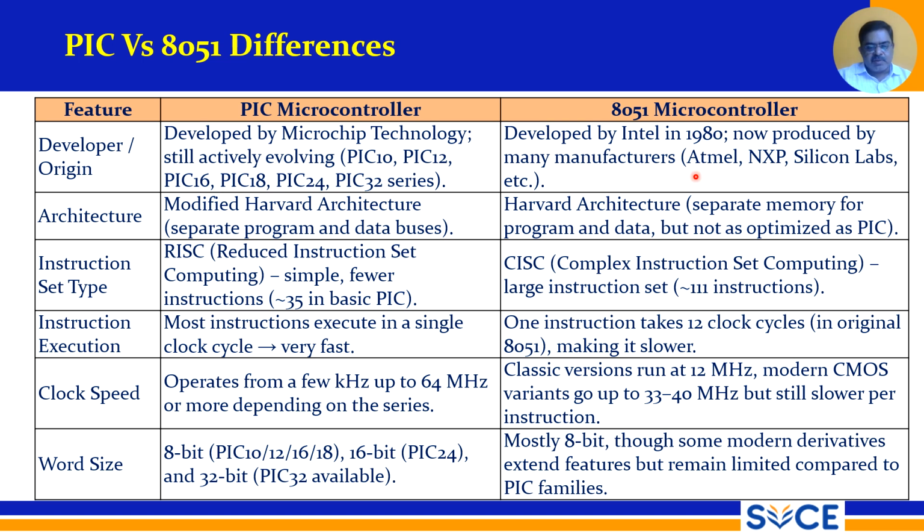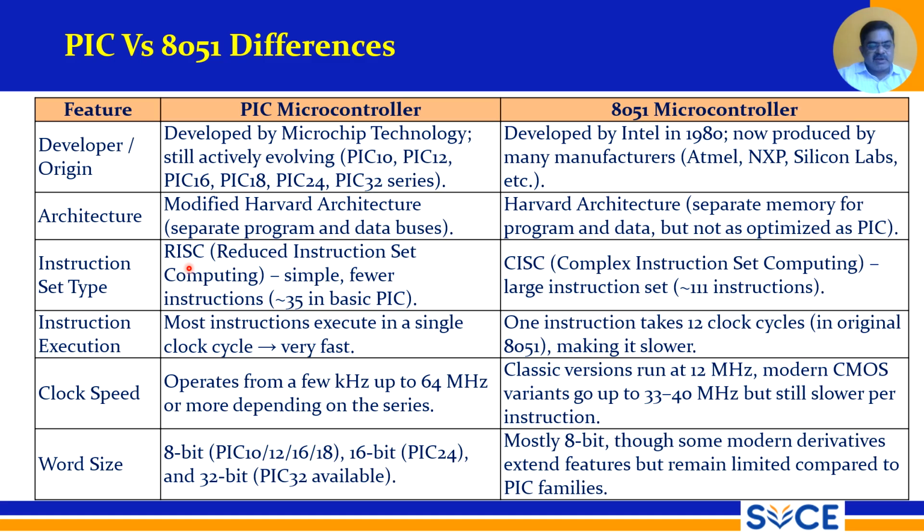Now produced by many manufacturers. We have Atmel, NXP, Silicon Labs, etc. And PIC, we have different series of microcontrollers. So architecture: PIC uses a modified Harvard architecture. And 8051 is a Harvard architecture, separate memory for program and data, but not as optimized as PIC. So separate memory is required here in 8051.